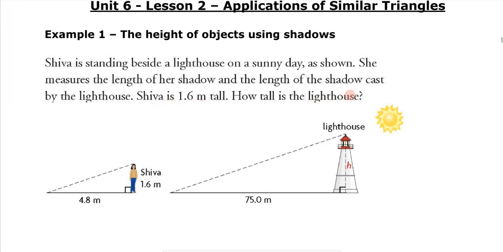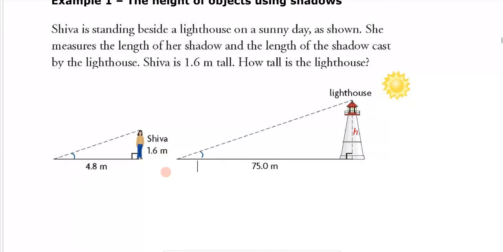So what you can see here are pictures of Shiva and the lighthouse. And when the sun casts a shadow, it's going to cast a shadow at the same angle toward the ground. And that shadow can be measured in length. So you have 4.8 meters for Shiva and 75 meters for the lighthouse. So we can use proportions and scale factors inside similar triangles to determine the height of the lighthouse without actually measuring it, just by knowing the lengths of the shadows and how tall Shiva is.